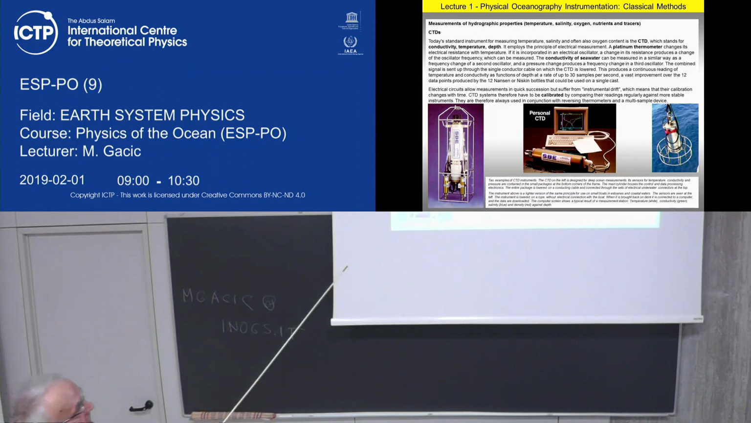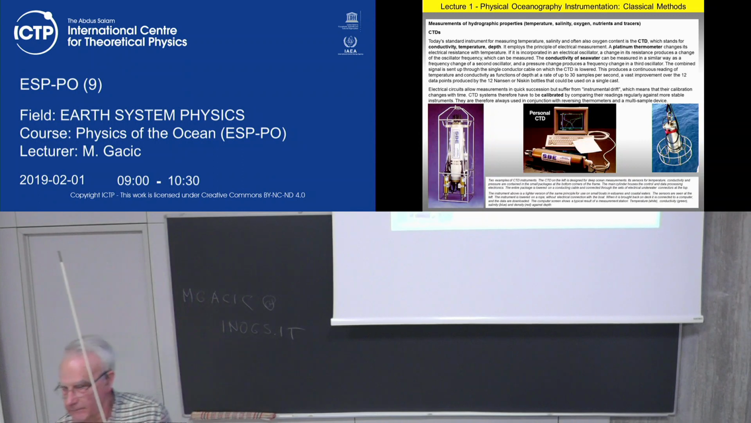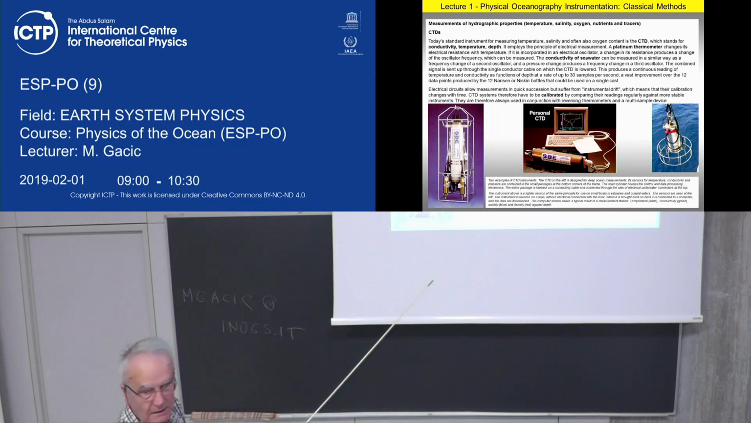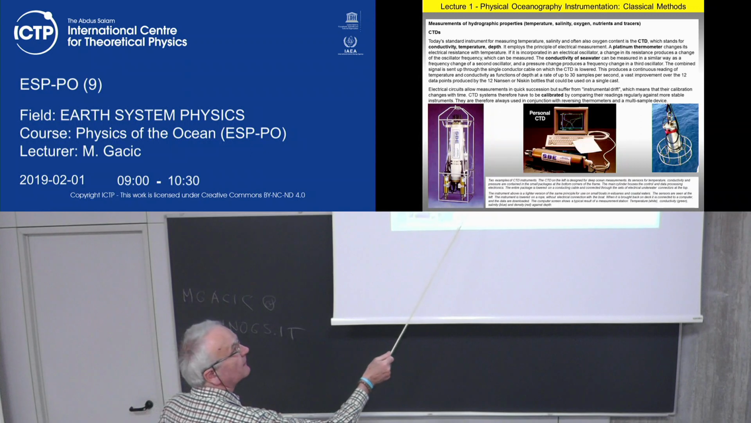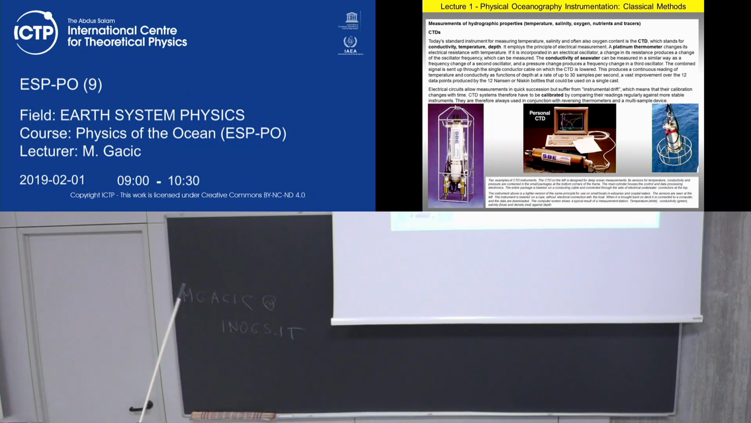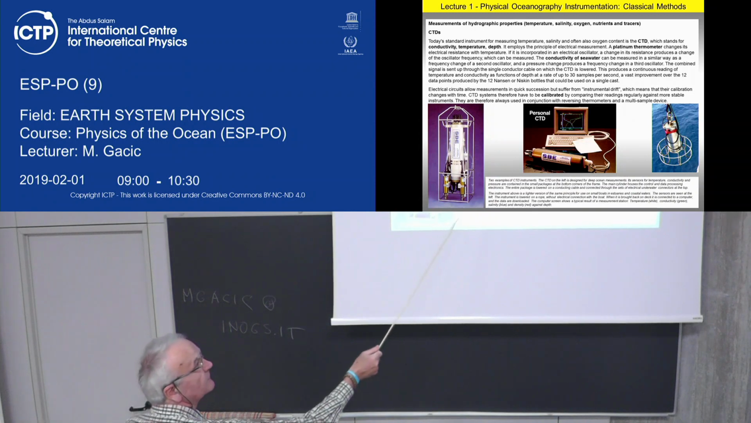What are you using here? You're using the property that there is a conductivity associated with salinity. There is a direct proportion between salinity and conductivity of the seawater. Therefore, you are measuring conductivity, C. You are doing the temperature measurements, T, and you are also measuring depth by measuring the pressure, essentially. Similar to what we have been doing with reversing thermometers, where we measure the pressure and convert the pressure into the depth.